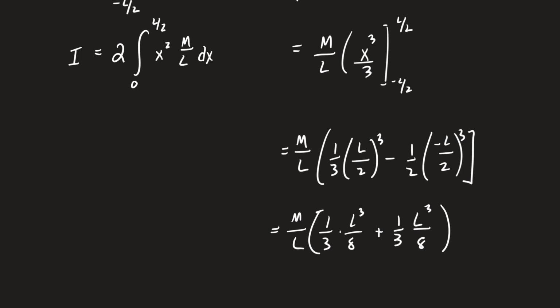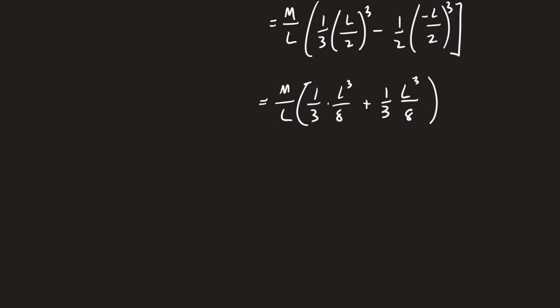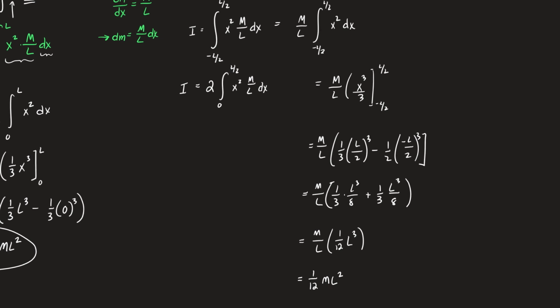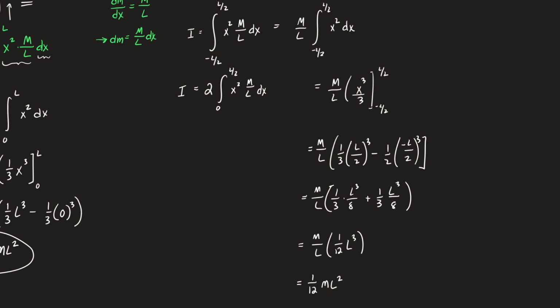3 times 8 is 24. 1/24 and 1/24 is 1/12, right? It's 2 24ths, but isn't that 1/12? So m over L, 1/12, L cubed. I can cancel out an L here, I think. I get 1/12 mL squared. So all we really had to change there was our limits of integration.